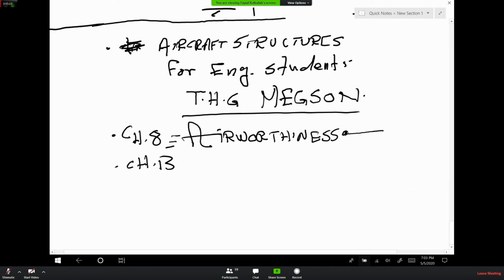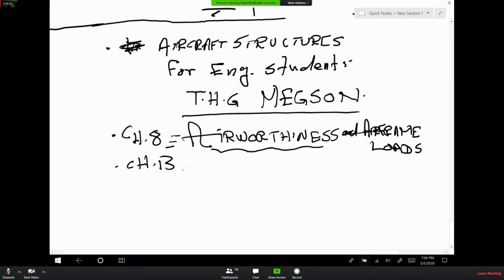And maybe airframe loads. So I'll talk a little bit about airworthiness, even though that's not the subject at hand, but it really comes from there.